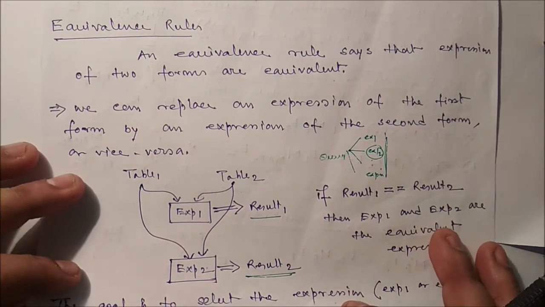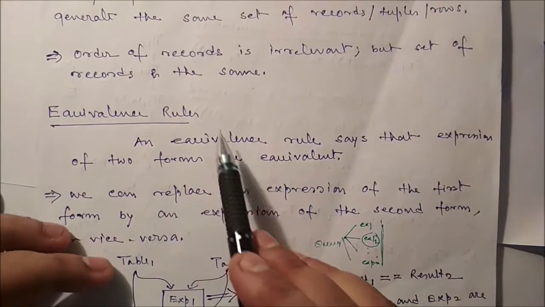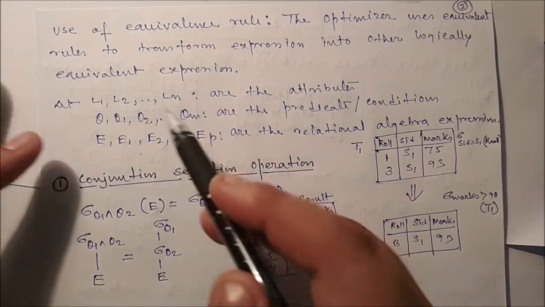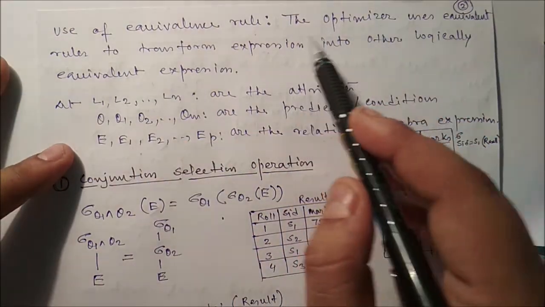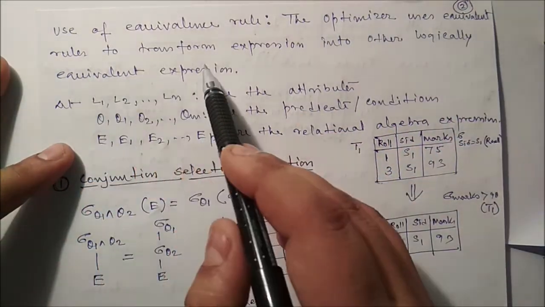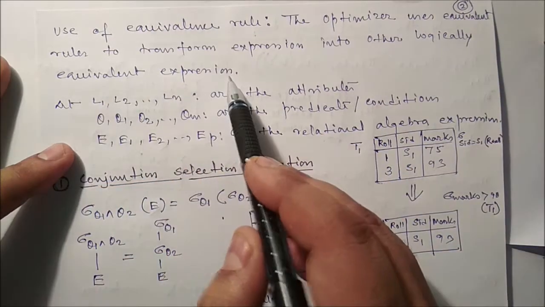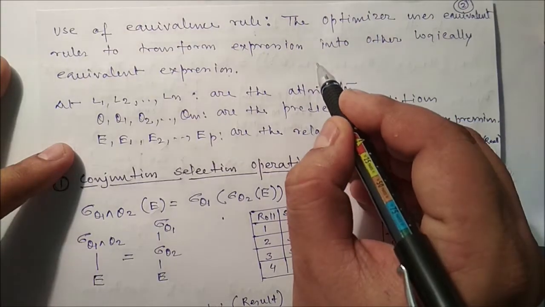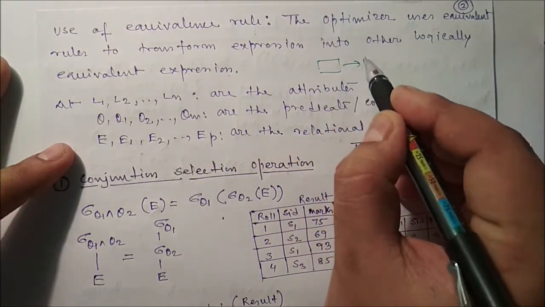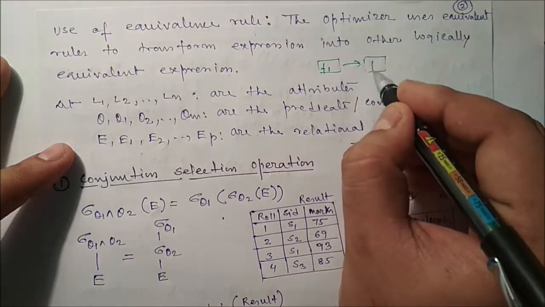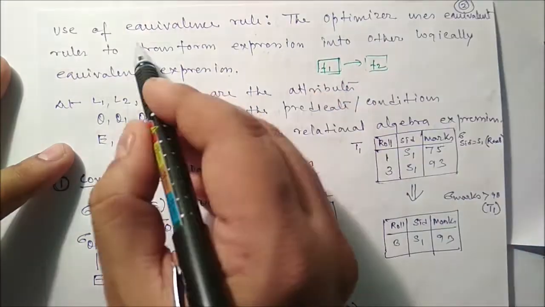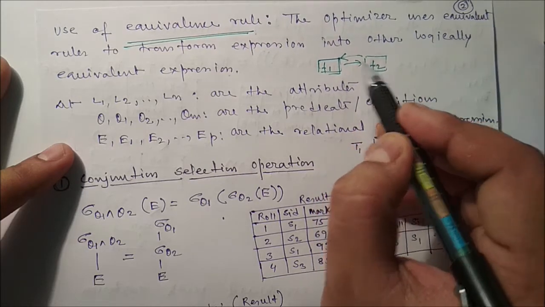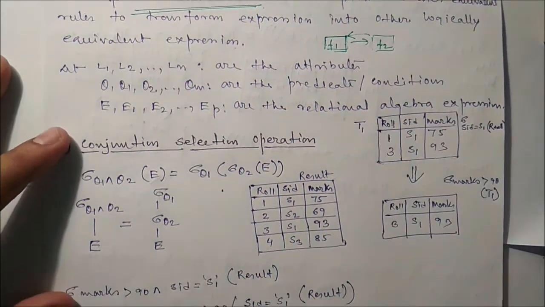Now we can identify different equivalent expressions with the help of equivalence rules. Now we'll see different rules. Now, the use of equivalence rules: the optimizer uses equivalence rules to transform an expression into other logically equivalent expressions. So with the help of equivalence rules we can transform from one form to another form. This is form 1 and this is form 2. We can convert F2 to F1 and F1 to F2. Now we will see in detail.